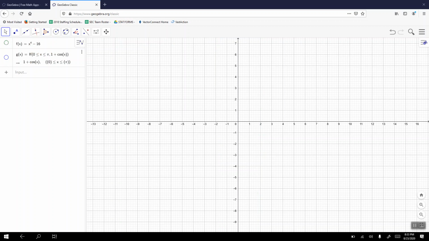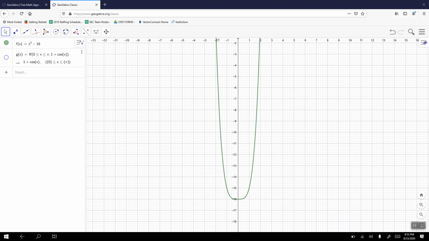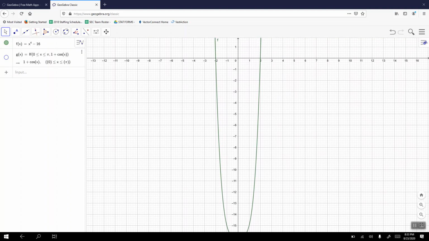Here we are on GeoGebra. Now, the first function that we're looking at is x to the fourth minus 16. Right away, we can see if we draw a line anywhere on this graph, it will not pass the horizontal line test. We have to be able to draw that line anywhere on the graph, and it must pass through that graph only once. So this graph is not a one-to-one function.